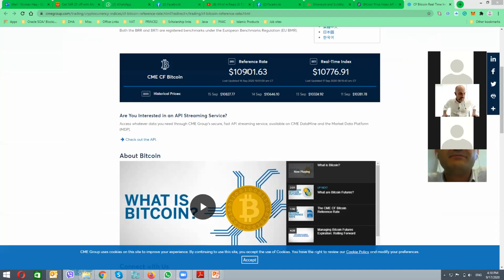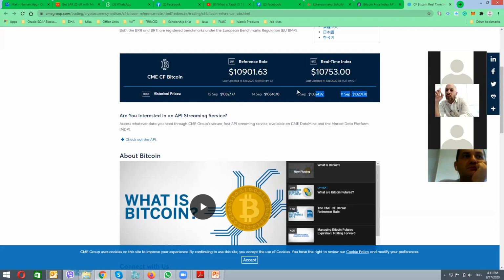See, this is the reference rate. This is the real time rate. Right now, the reference rate is $10,901 per Bitcoin. And the real time rate, you can see, is changing constantly. You can see the historical record, what the rate was on 15 September, 14 September, 13 September. Sometimes it goes up, sometimes it goes down. The trend is upward. I don't know whether this is the right time to buy or not, but you can easily determine this.